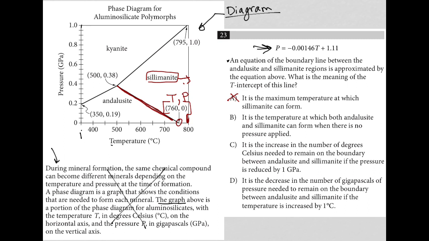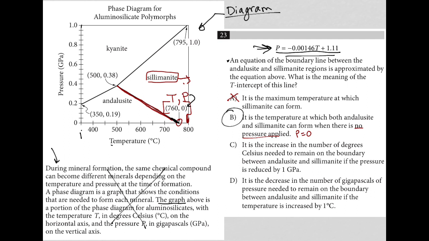Choice B, it is the temperature at which both andalusite and sillimanite can form when there is no pressure applied. Well, the no pressure applied means P equals 0, which is exactly what we have here. So I like that part. And then it is the temperature at which both can form. Well, both can form, that makes sense for if you're on this line, right? So that 760, 0 is technically on the line represented by this equation. So yeah, I would assume if you're on that line, you could be either or. So I like choice B. Let's circle that, but let's continue to look at the other ones as well.